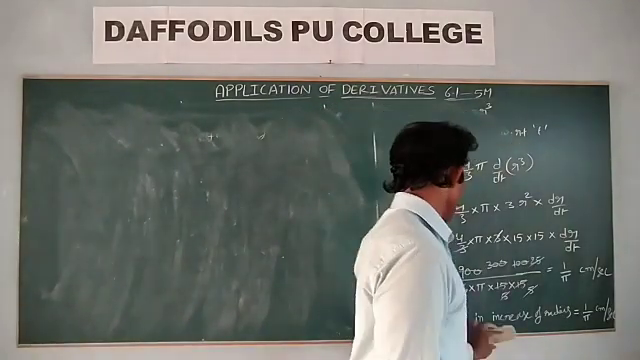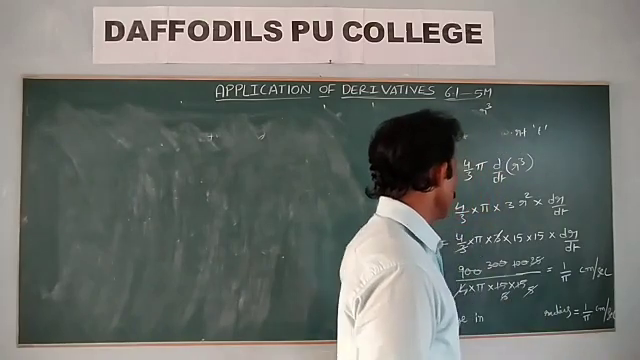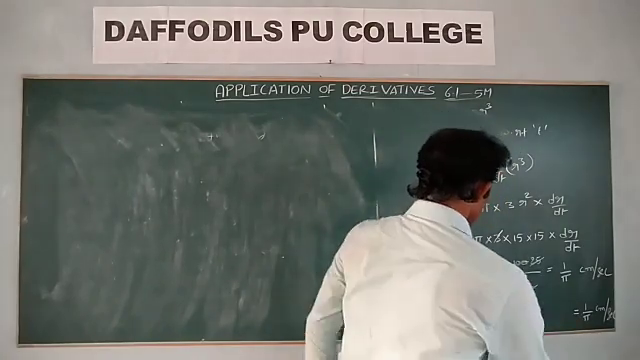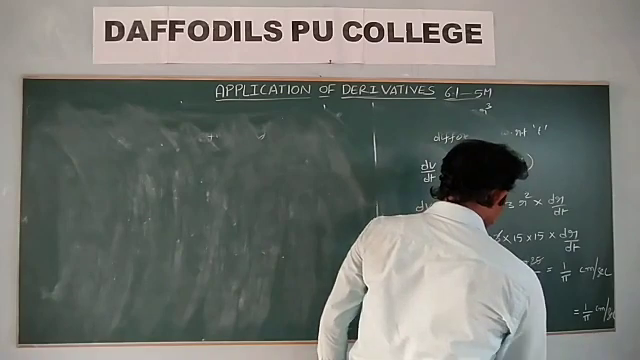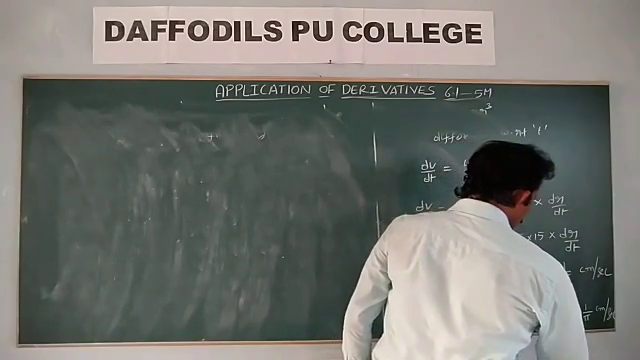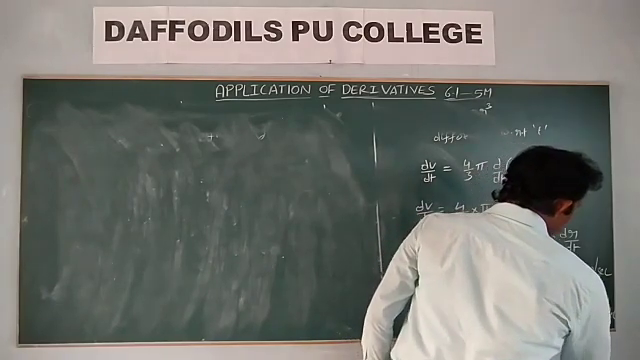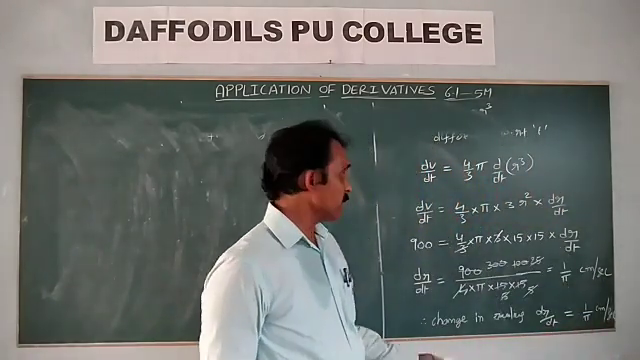No problem. Change in radius means dr by dt. Change in radius, dr by dt, is equal to 1 by pi centimeter per second.